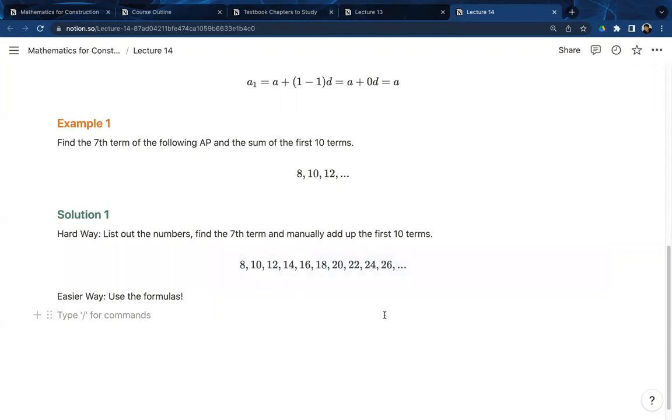Somebody more awake than I am saw my mistake here: after 24 is 26, not 28.